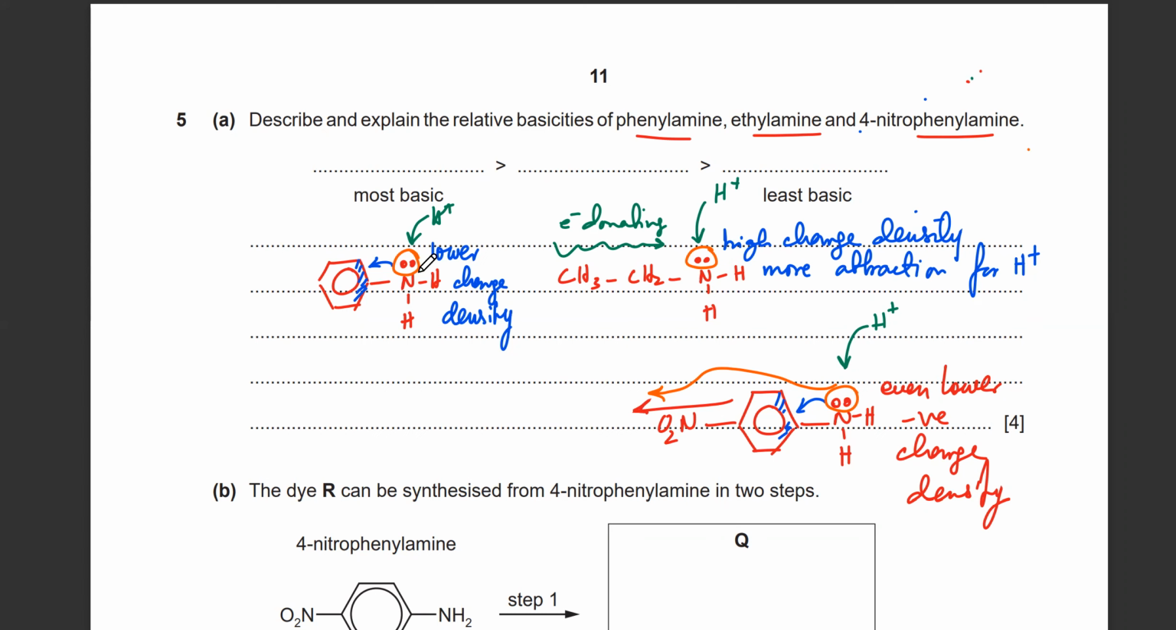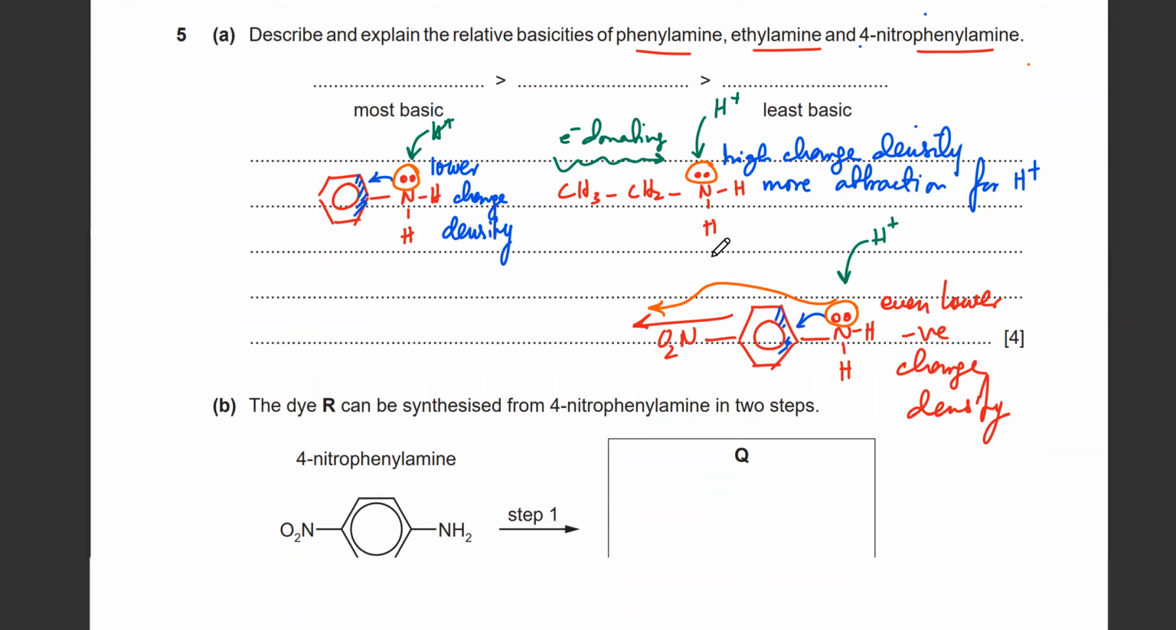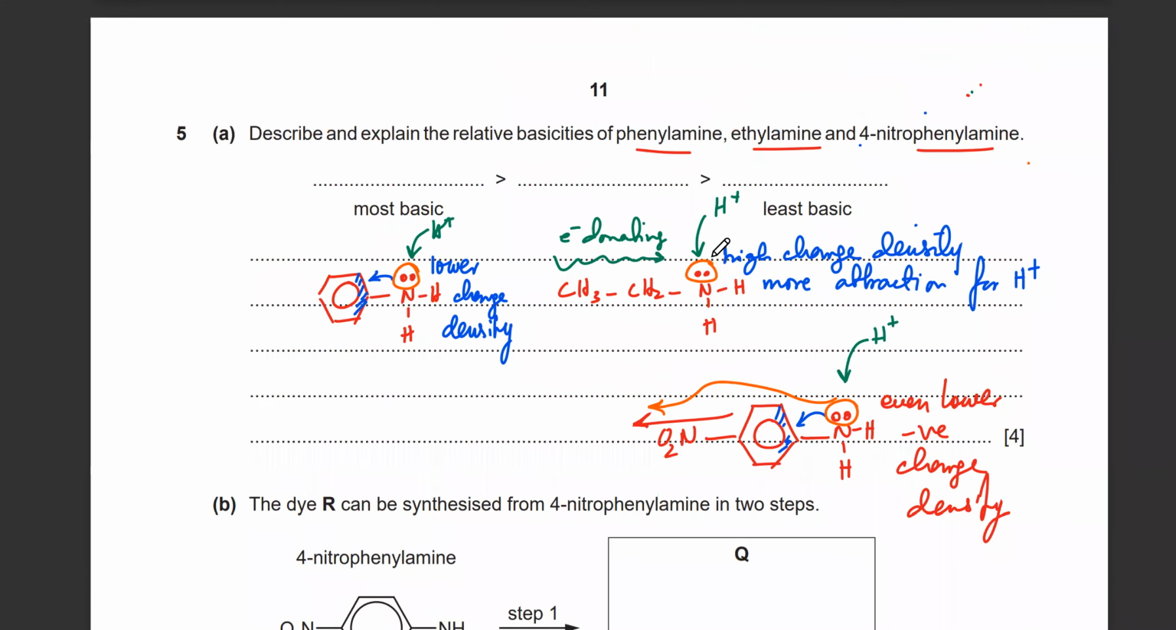Because the electron density goes into the benzene. It goes into the benzene, that's why. Over here, the carbon chain's electron density actually gets pushed onto the nitrogen atom. So over here, the negative charge density is even higher, right? Yep.